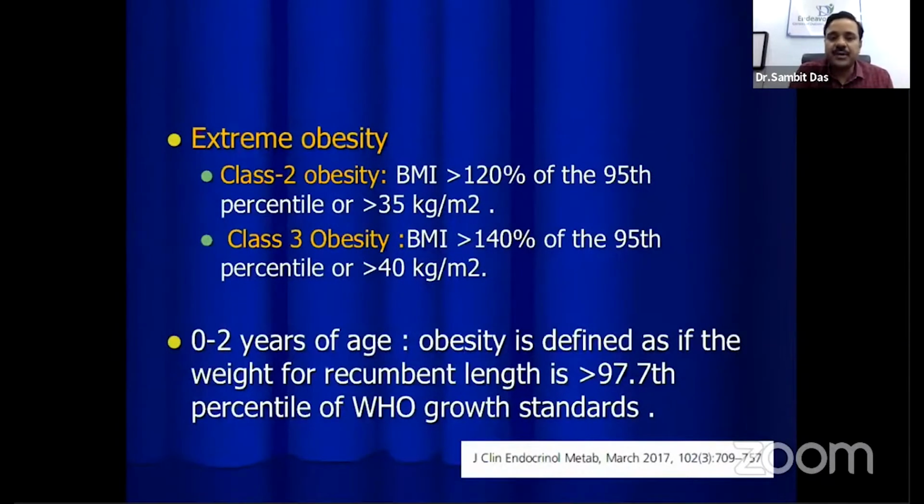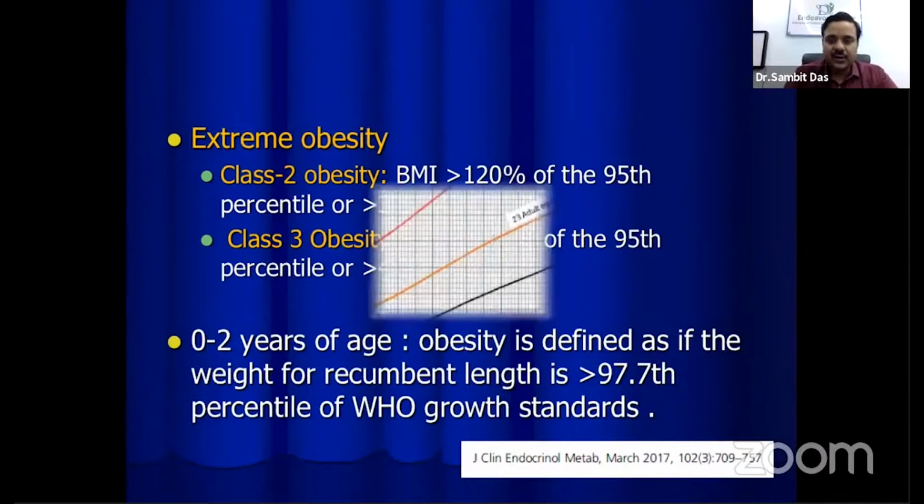Extreme obesity has been defined as BMI more than 120% of the 90th percentile, or BMI more than 35 kg per meter square. Similarly, class 3 obesity is BMI more than 140% of the 95th percentile, or more than 40 kg per meter square. For 0 to 2 years of age, obesity is defined as weight for recumbent length more than the 97.7 percentile as per the WHO growth standards.